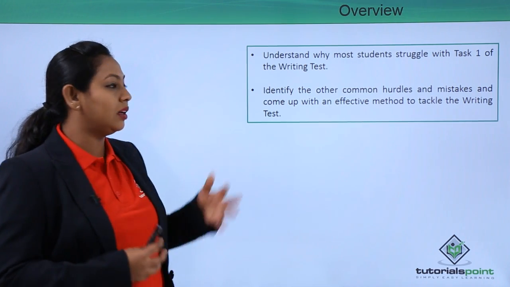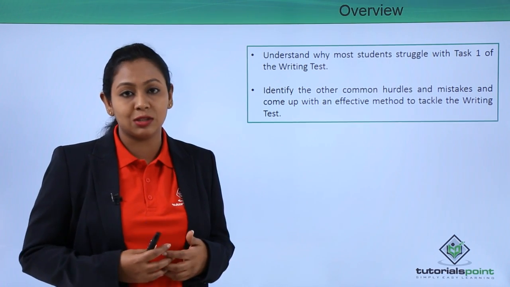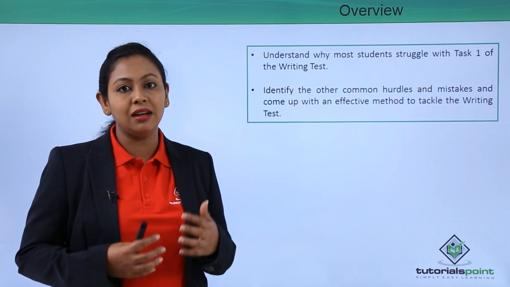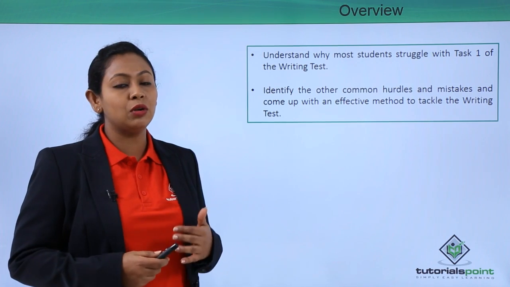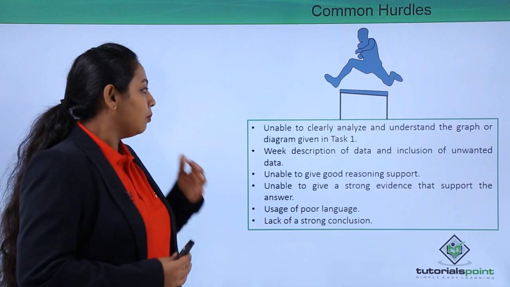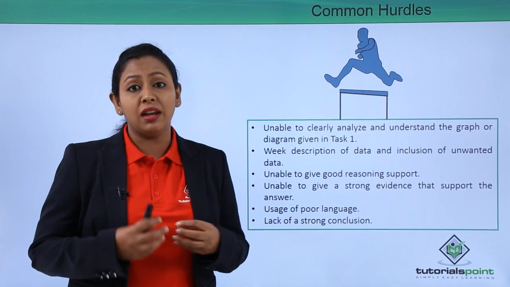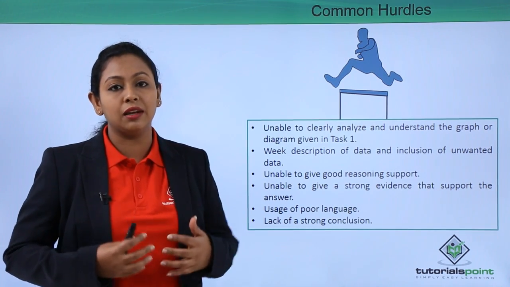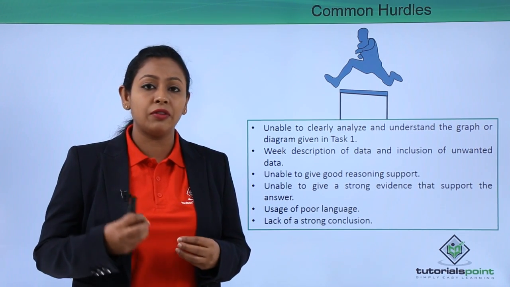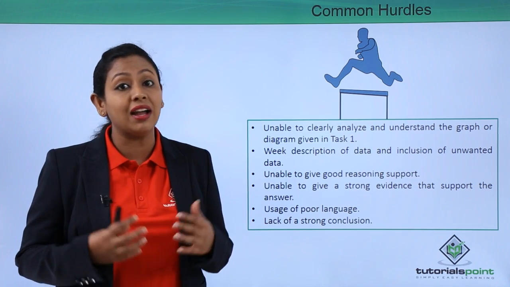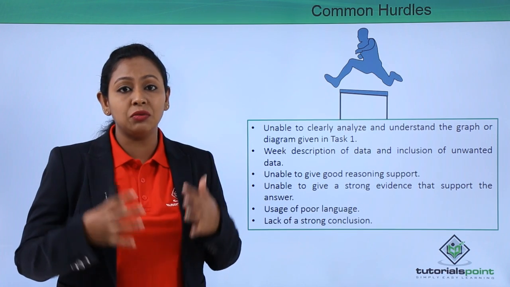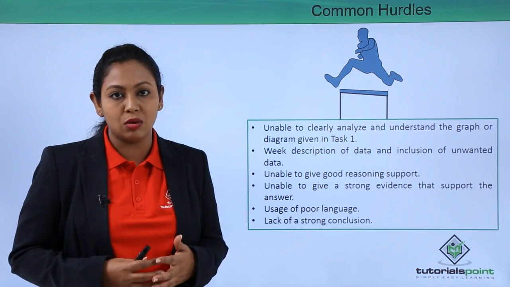Then I will help you identify some of the common hurdles and mistakes that students make and help you develop a method to overcome these hurdles and achieve a better score. So let's have a look at what these common hurdles are to begin with. Most of the students complain that they're unable to analyze and understand the graph or the diagram that is given to them in task 1. Because of this, they end up writing a lot of unnecessary things and include a lot of unnecessary data in their answers. So this makes your whole description weak and leads to you getting a lower score.